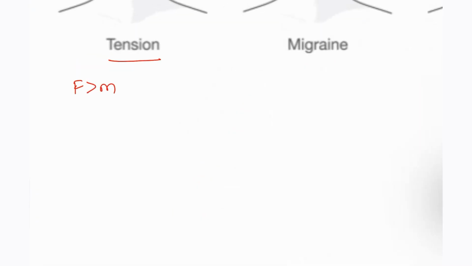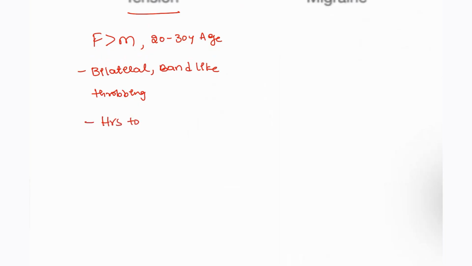So let's see the discussion of the tension type of headache. Tension type of headache is most commonly seen in females. And what is the age? Usually about 20 to 30 years of age. And how will the pattern be? The bilateral headache will be on both sides of the temporal region, with a band-like sensation on the forehead, and the patient will experience a throbbing kind of pain. And what is the duration? Duration will be hours to days.